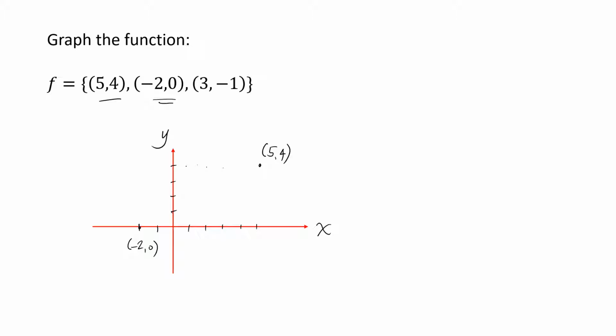And finally, (3, -1): positive 3 on the x-axis, and negative 1 on the negative y-axis. That is the location of the point (3, -1). So the graph of f is comprised of three points: (5, 4), (-2, 0), and (3, -1). And from the given elements of f, we can say that the domain of f is composed of the numbers 5, -2, and 3, while the range of f is comprised of the numbers 4, 0, and -1.